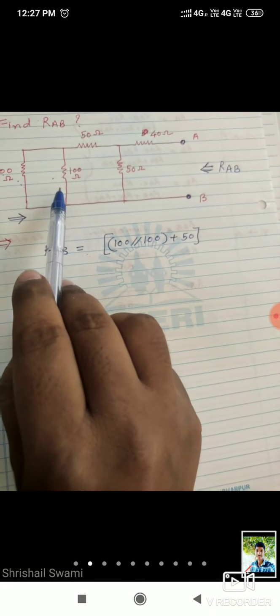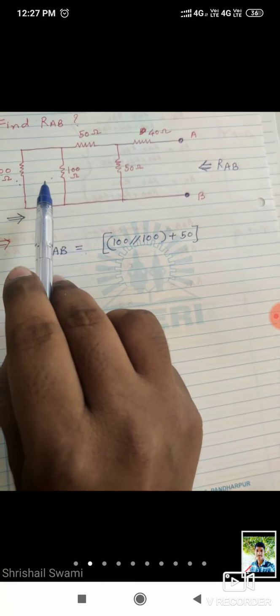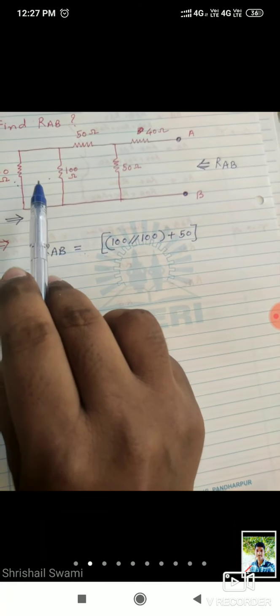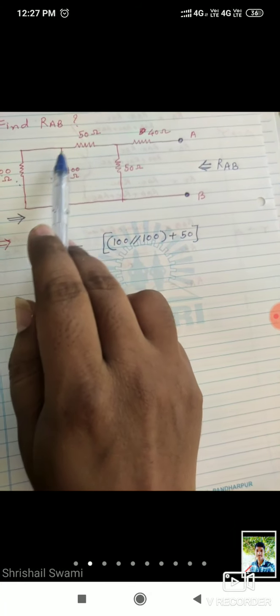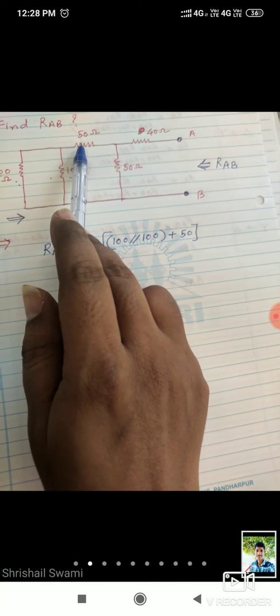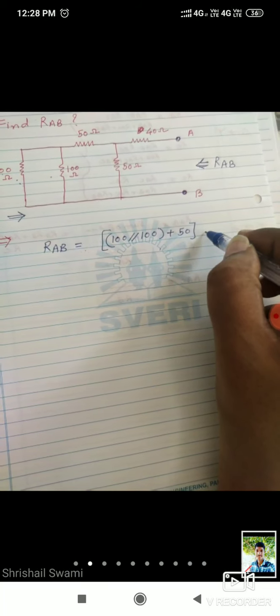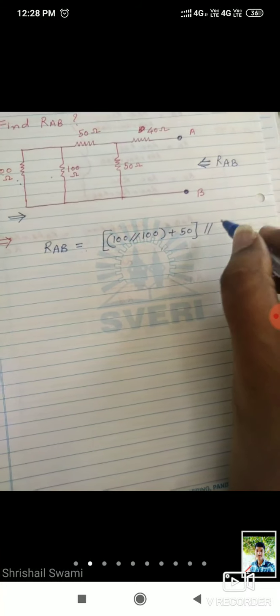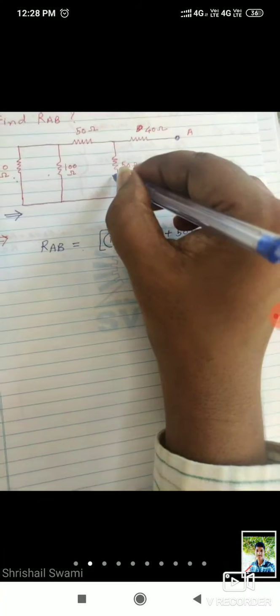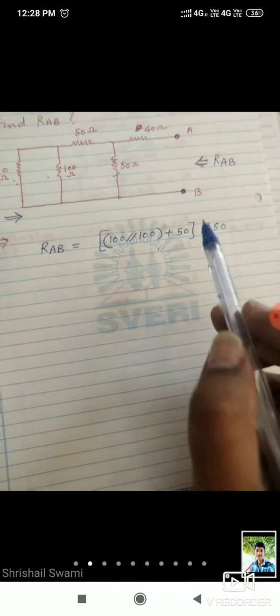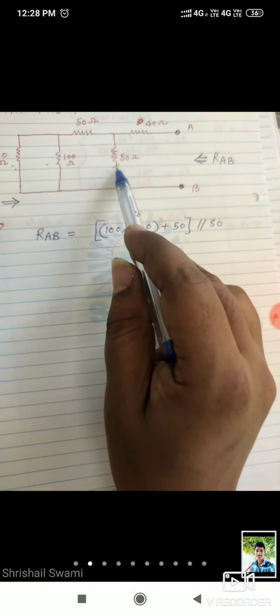Okay, so these two resistors are connected in parallel, and that parallel combination will give the answer. And that resistor is connected in series with this 50. That's why addition is taken, 50. Okay, now next, that total is in parallel with this 50. Whatever the answer you are getting, that is in parallel with this 50, because the current will get divided.